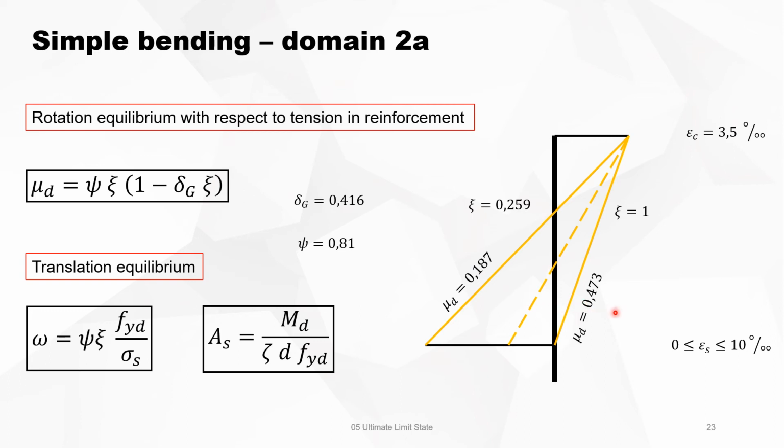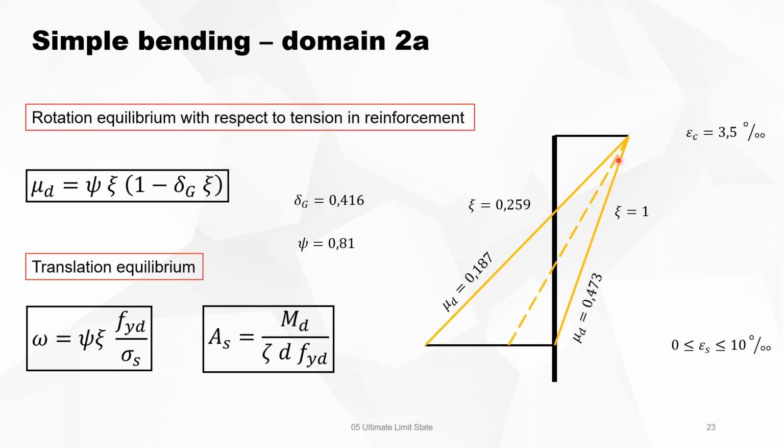If it's bigger than 0.473, you have a problem because this is the maximum value for simple bending. If it's 0.5, your dimensions of the section is not big enough. You have a problem. There's an absolute maximum.